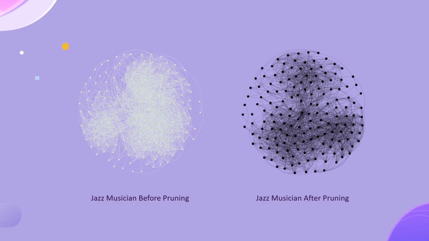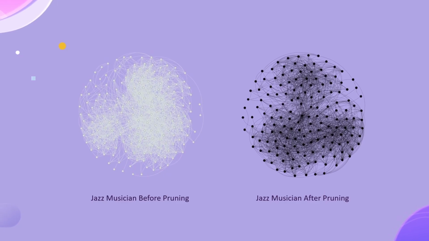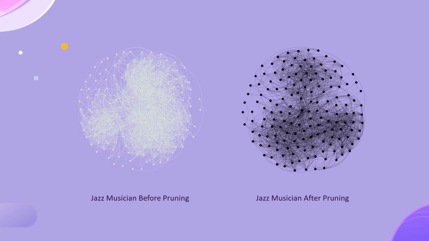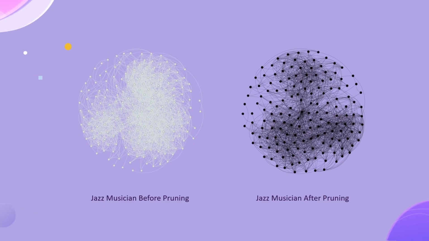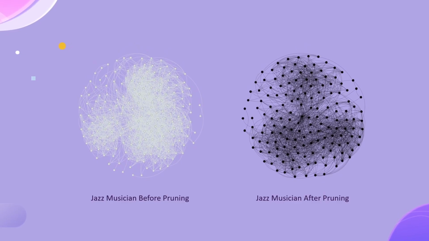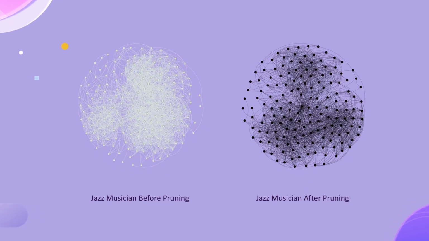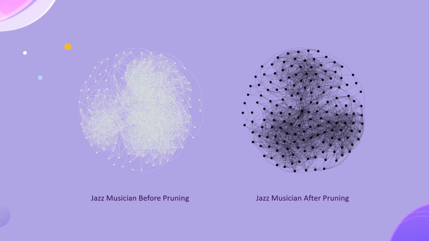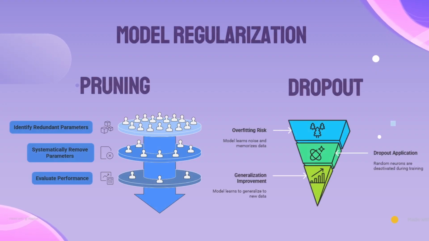Here you can see how the network looked before and after pruning. Before pruning, it's quite dense, too many links, kind of messy. After pruning, it becomes a little bit cleaner with only the essential connections left. The same thing happens in a neural network. By removing unnecessary edges, the model becomes smaller and faster, and sometimes even generalizes better.